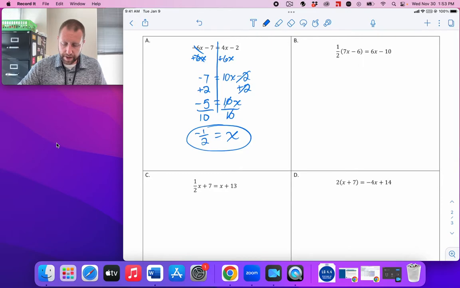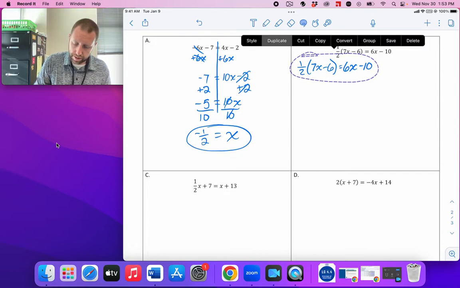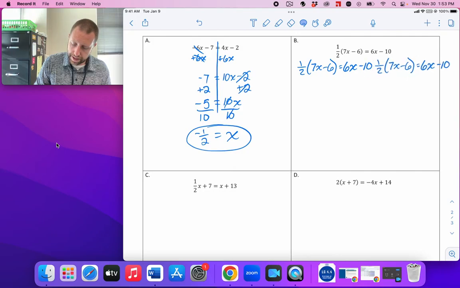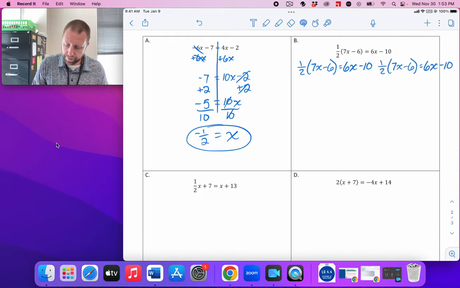For this one, I'm actually going to show 2 ways to solve this equation. So I've got 1/2 (7x minus 6) equals 6x minus 10. And then I'm going to use the magic of the iPad to just duplicate that and do it again over here. Let's move it over just a little bit more.